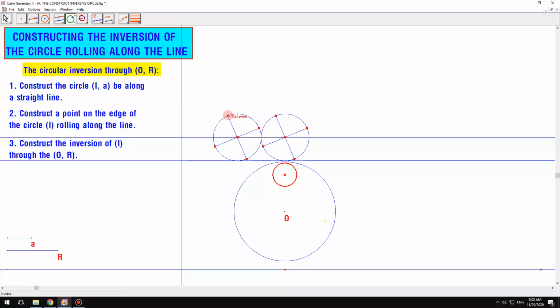Similarly, inverse point this circle. Similarly, inverse circle with 3 points.